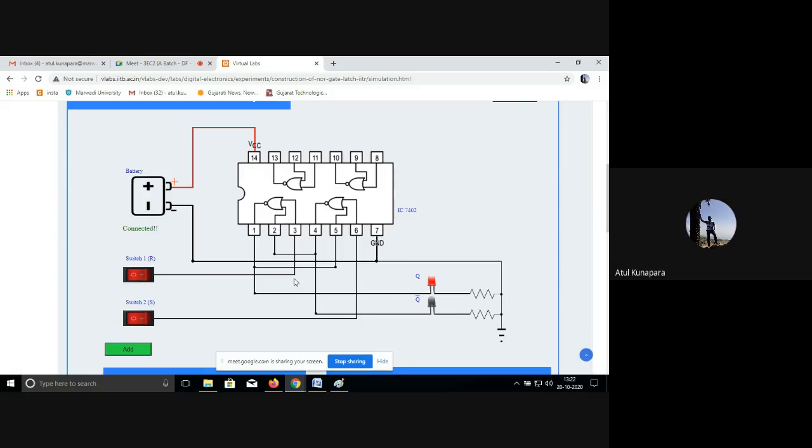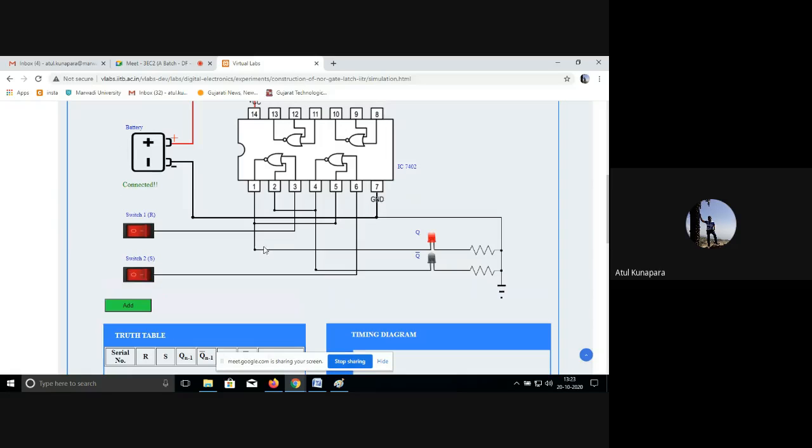Now how the circuit connection has been done. Your R input and S input are given with these two switches. R input is connected to pin number 3 of the NOR gate here, and the other input S is connected to pin number 6 of the second NOR gate, right? And the outputs of both the NOR gates are taken here through LEDs for indicating output. The output of the first NOR gate is given to the input of the second NOR gate, and the output of the second NOR gate is given to the input of the first NOR gate. That's the cross connection we have seen in the circuit. So that kind of circuit is developed here.